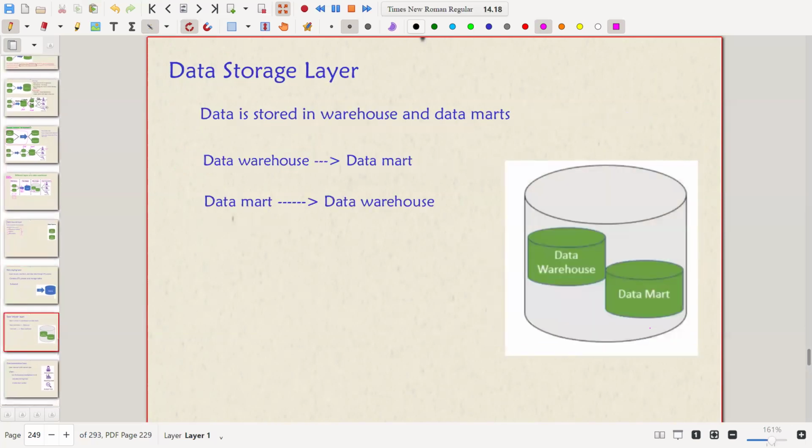Then the data storage layer. You can see here data is stored in the warehouse and data marts. Data warehouse and then data mart, that is Inmon. And then this is Kimball's approach. So this is the top-down approach and this is the bottom-up approach, from data mart to data warehouse.